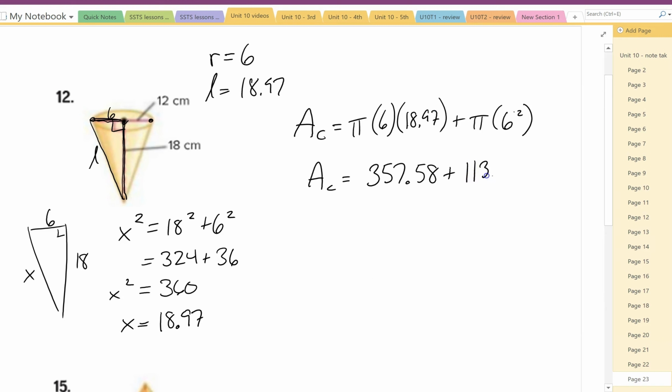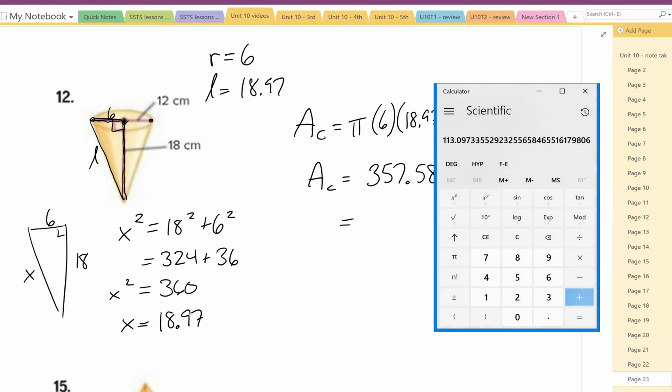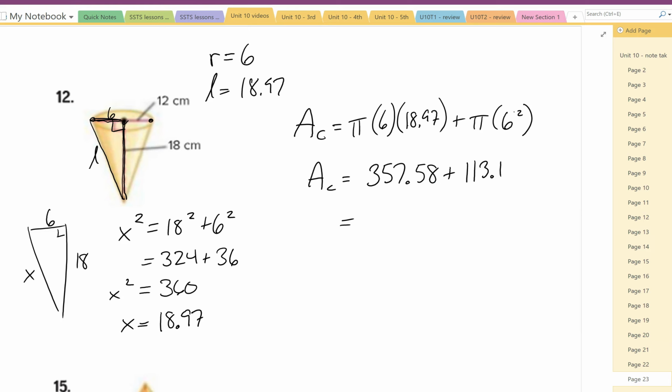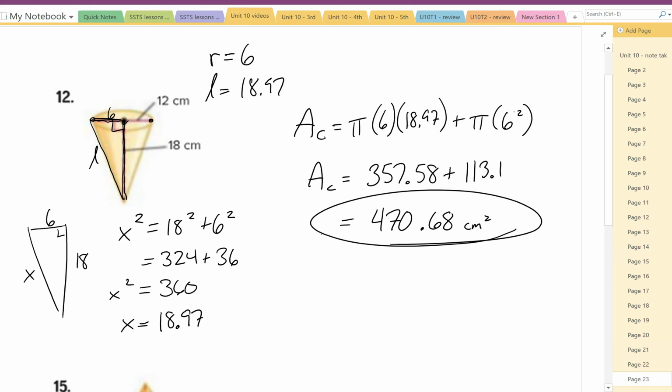113.1. I feel like I've been seeing that a lot lately. Okay, now I just need to add those two together. 470.68. And that's going to be centimeters squared, or square centimeters. Okay, so the total surface area of this cone is 470.68.